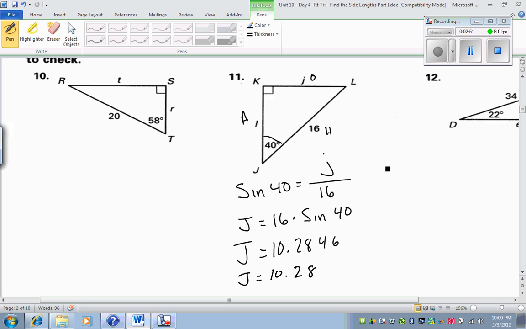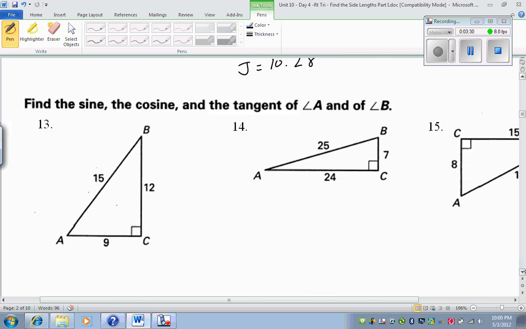Then I want to find I. So I is using adjacent over hypotenuse. That's cosine. So cosine of 40 degrees is equal to the adjacent, which is I, over the hypotenuse, which is 16. Then we'll cross multiply again, and we'll get I equal to 16 cosine 40 degrees. If I type that into my calculator, I'm just going to give you the answer: 12.26 rounded to the hundredths place. All right, down to the next problem you had to do.